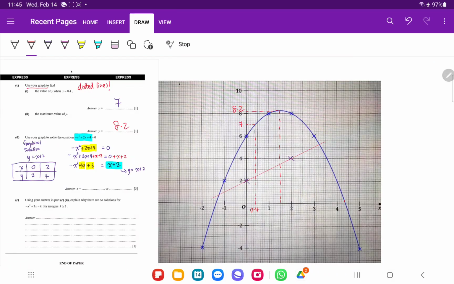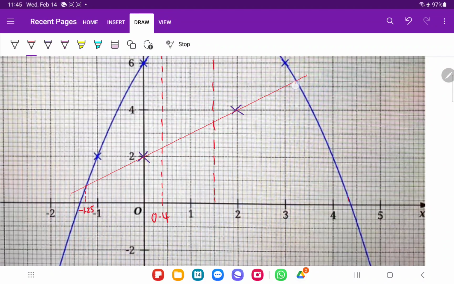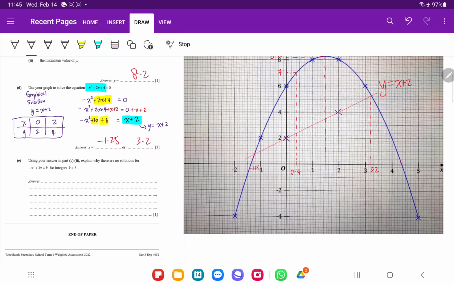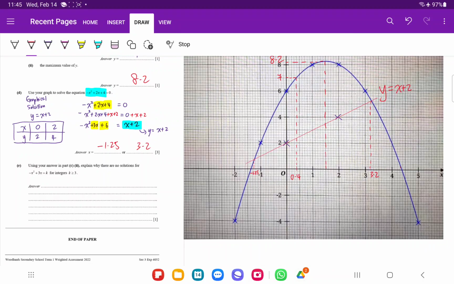If you draw something like this, once you have drawn the line, you will find the points of intersection, one of which will give you negative 1.25, and the other one is approximately 3.2. Label y equals x plus 2, and then the solutions are negative 1.25 as well as 3.2.